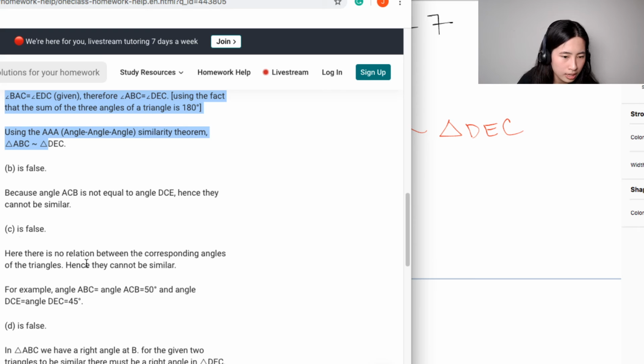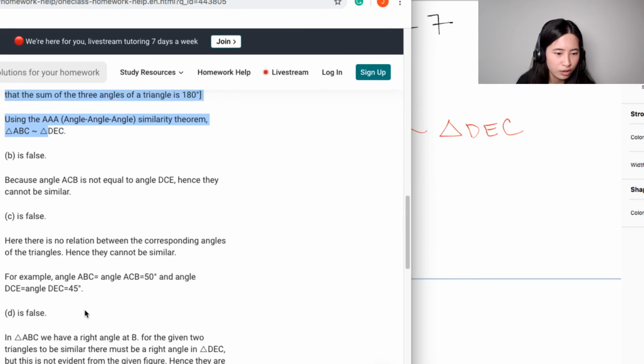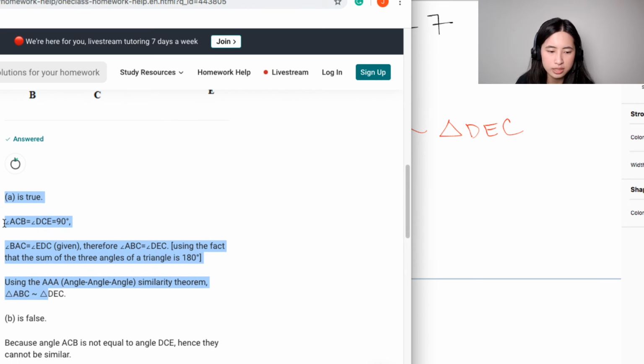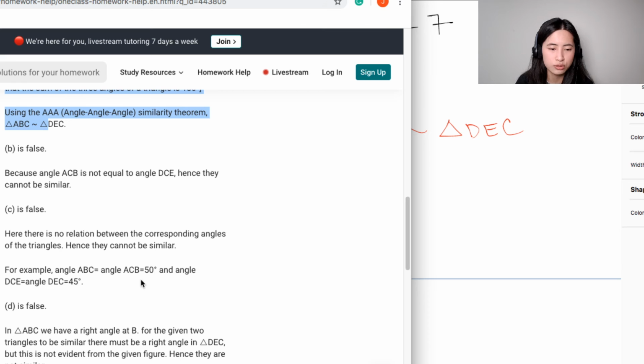And for part C, they're saying here there is no relation between the corresponding angles of the triangles, hence they cannot be similar. We have angle ABC is equal to ACB, which is 50. Okay, by the way, the 50 degrees and the 45 degrees is something that they just came up with, but the whole point here for part C is you need to say that angle B and angle E should be congruent, not this angle C and angle B. So you don't need to assign numerical values for your angles, right? But if it helps, then go ahead. But to answer this question, you don't need to bring up numerical values for your angles.